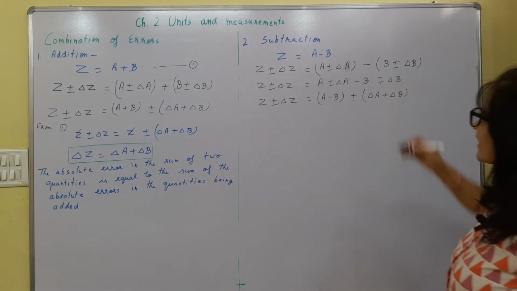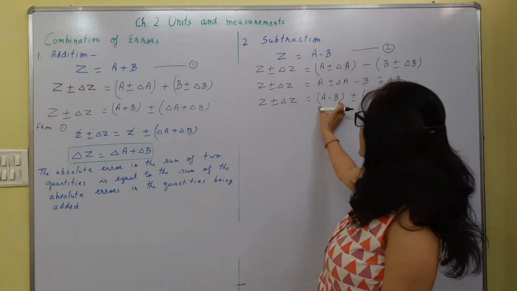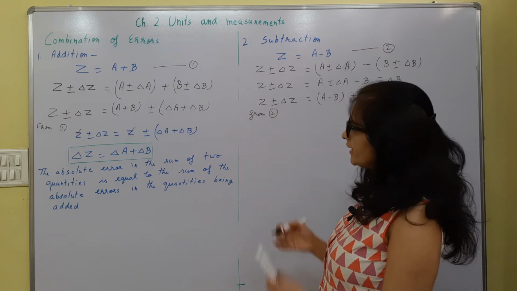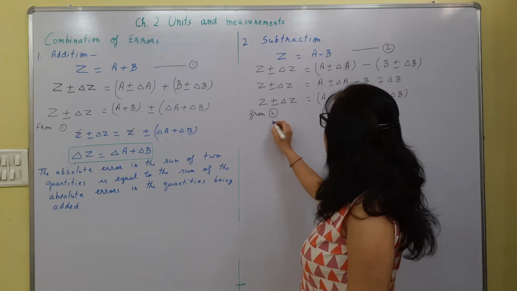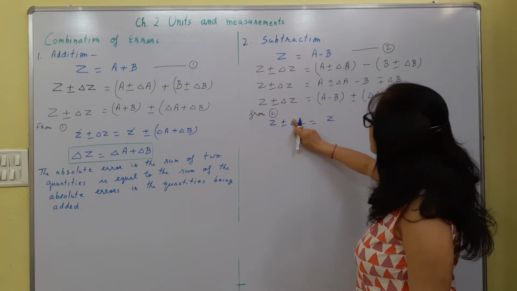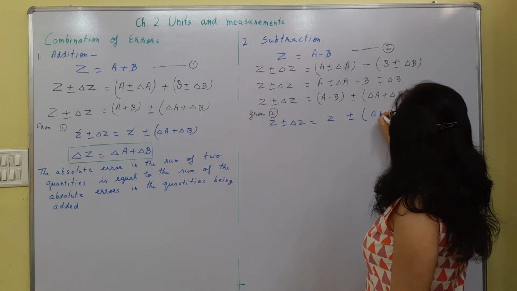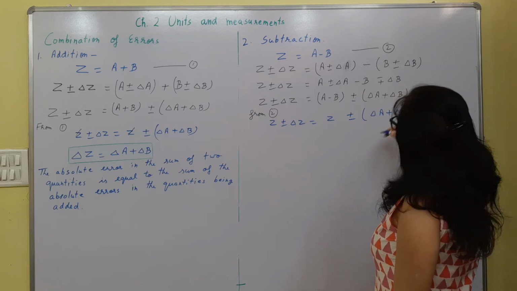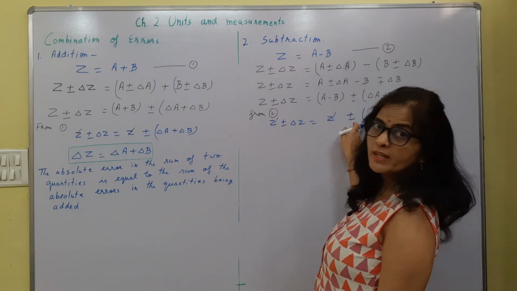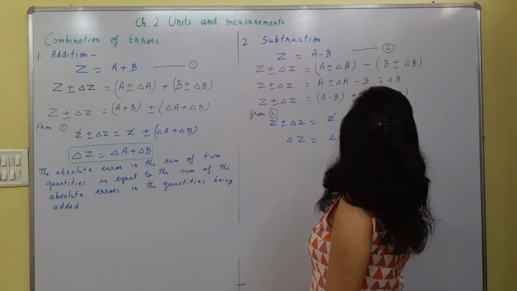Now if it is not having any error, then we have Z is equal to A minus B, and this is not having error. So from 2, I will write Z plus minus delta Z is equal to Z plus minus delta A plus delta B. This Z will be cancelled and plus minus will also be cancelled. So this can be written as delta Z is equal to delta A plus delta B.